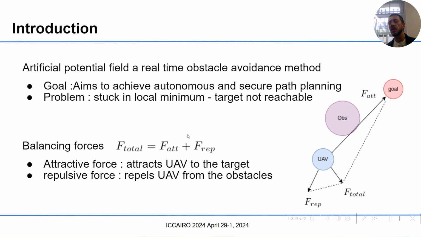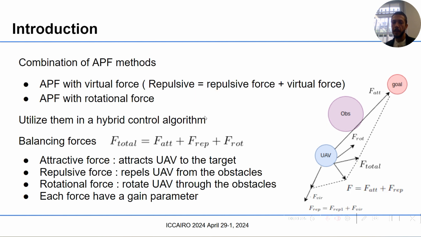Artificial potential field is a real-time obstacle avoidance method that aims to achieve autonomous and secure path planning. A problem that this method has is getting stuck in a local minimum, which makes the UAV not able to reach the target. This method tries to balance two forces, the attractive and the repulsive force, where the attractive force attracts the UAV, the drone, to the goal, and the repulsive force repels the UAV from the obstacles.